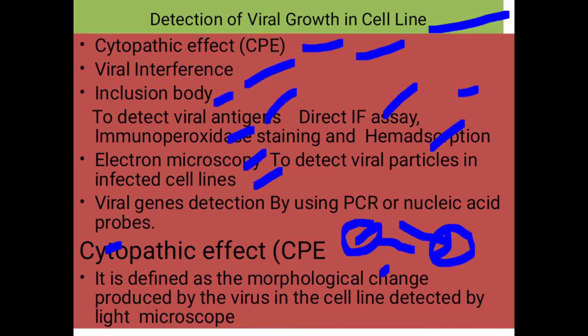Cyto means cell, pathic means disease. It will cause disease in the cell, and it will change its morphology or shape. This morphological change in the cell caused by virus is known as cytopathic effect, and it helps the virologist to find out whether the virus is present in the cell culture or not.